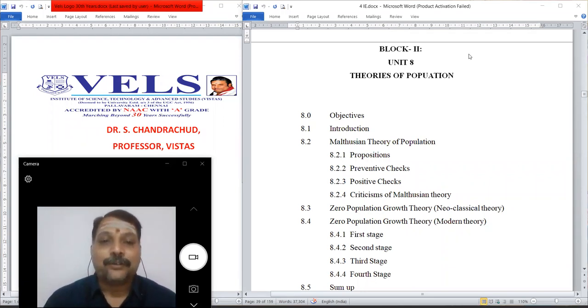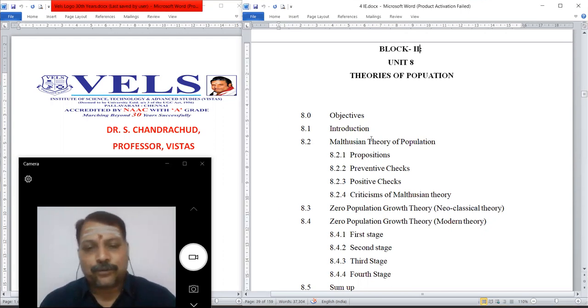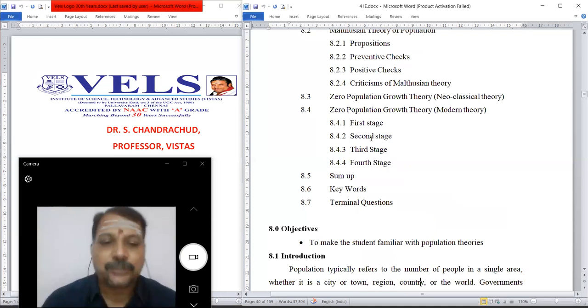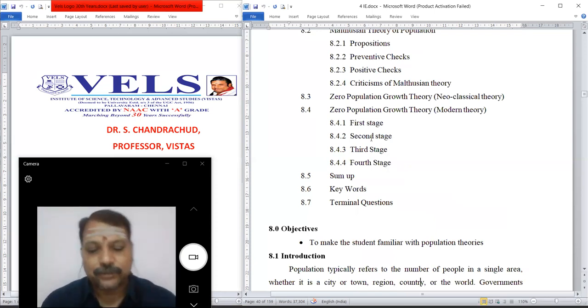Today, we are going to discuss an Indian economic concept called theories of population. This is coming under Block 2, Unit 8. The objective of this particular unit is to make the student familiar with population theories.